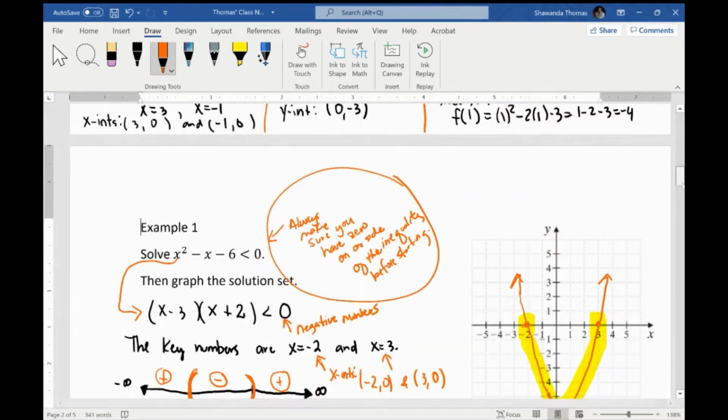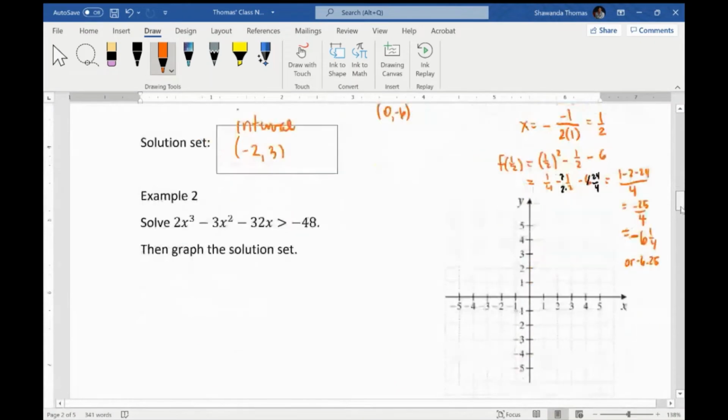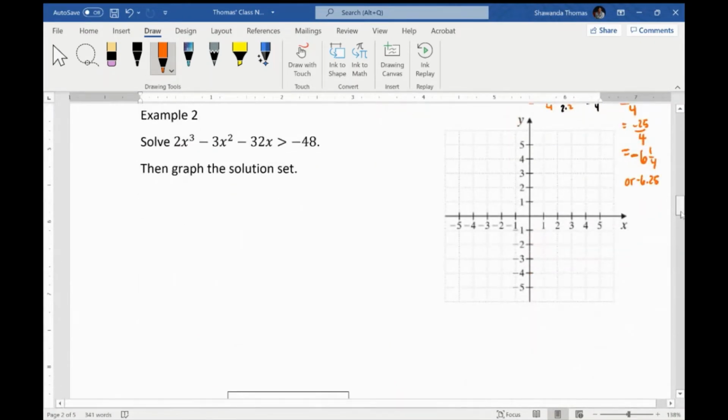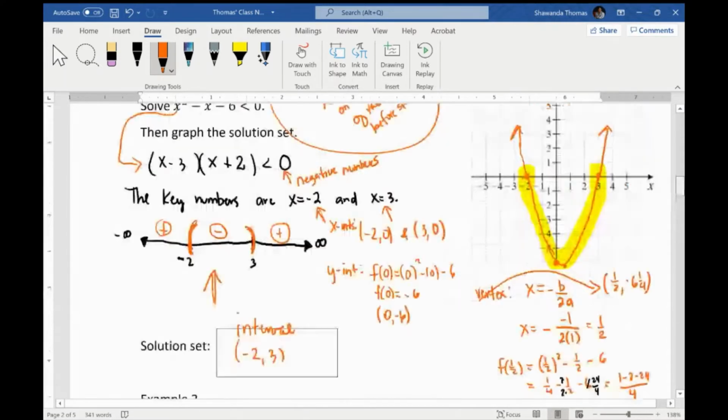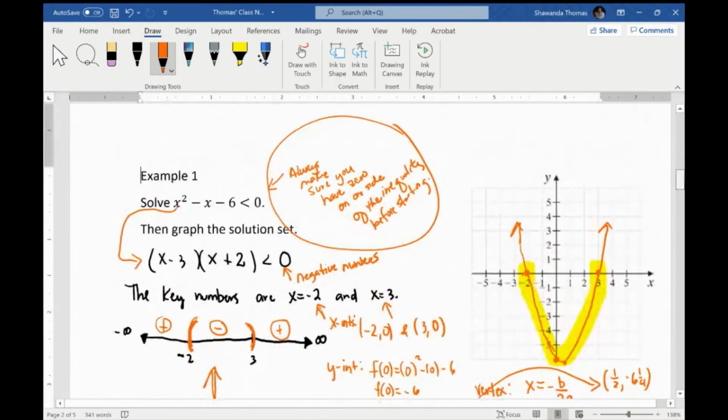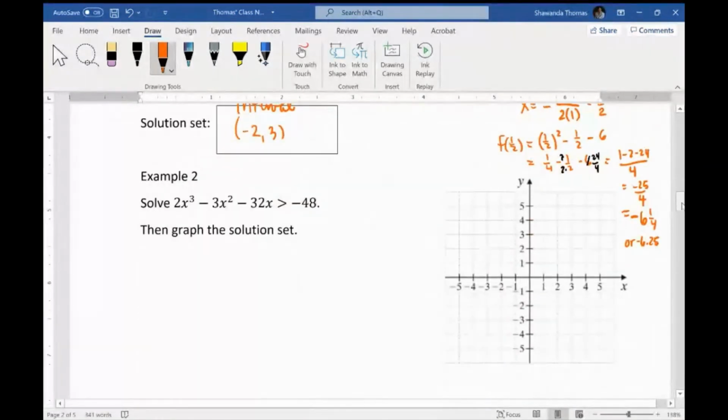Always make sure to factor first. What's the note say? Did y'all write the note when I wrote the note? Always make sure you have 0 on one side of the inequality before starting. Is it 0 on one side? No. So what do you think I want you to do first?